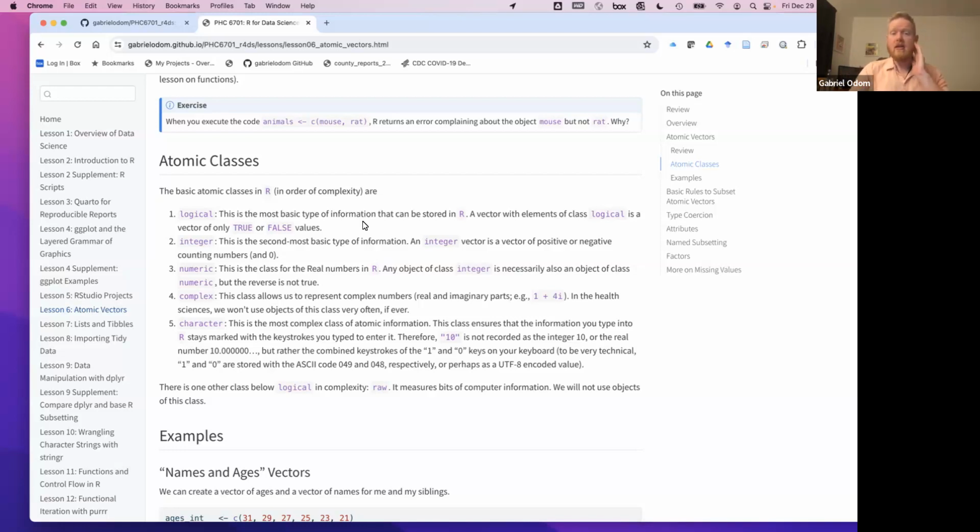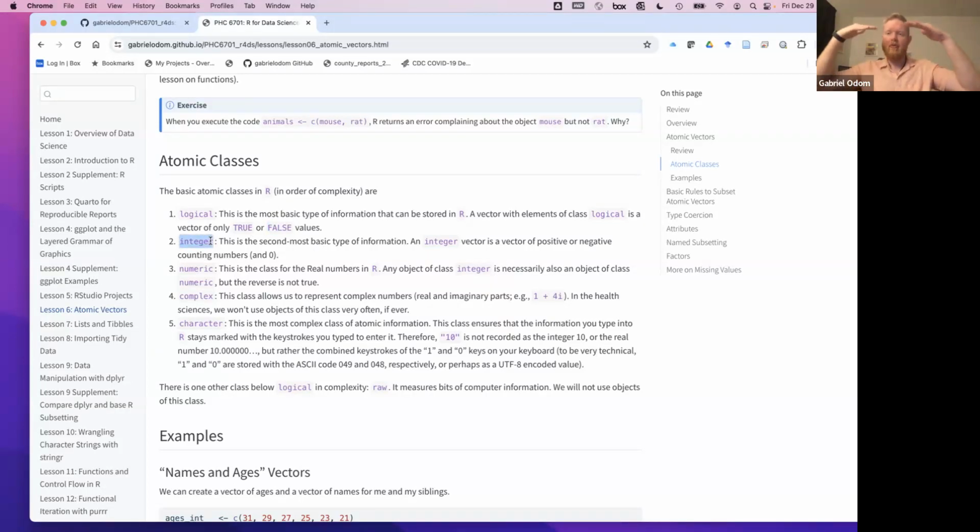So logical is the most basic type of information that we're going to be working with, and it's simply true or false values. You can imagine that the complexity of information that you could store with just a single true or a single false value is not terribly complex. There's literally only two possible values that it can have. It can be true or it can be false. Okay. Now, we've got integer vectors.